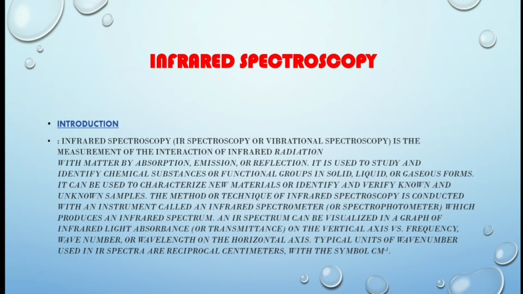Infrared spectroscopy, that is IR spectroscopy or vibrational spectroscopy, is the measurement of the interaction of infrared radiation with matter by absorption, emission or reflection. It is used to study and identify chemical substances or functional groups in solid, liquid or gaseous forms. It can be used to characterize new materials or identify and verify known and unknown samples. The technique is conducted with an instrument called an infrared spectrometer or spectrophotometer, which produces an infrared spectrum.